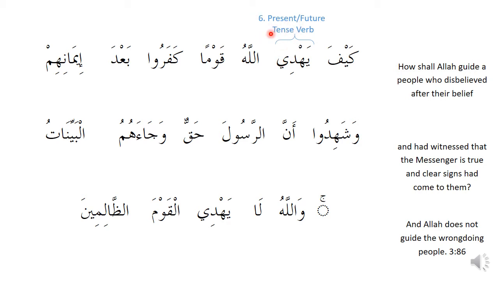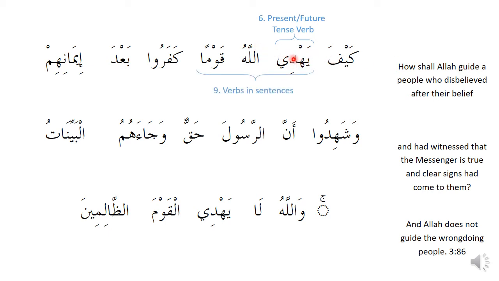We've got 10 lessons which we're going to go through. Lesson 6 is about present and future tense verbs. So you need to know verbs can have different tense, and this is a current or a future. So this is guide and this is guide. So that's lesson number 6.